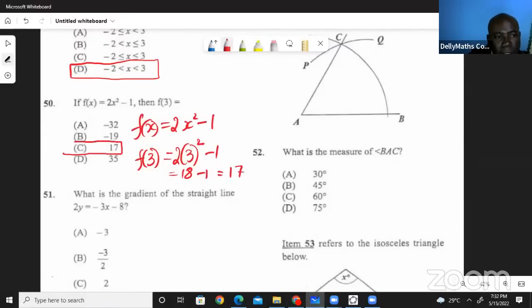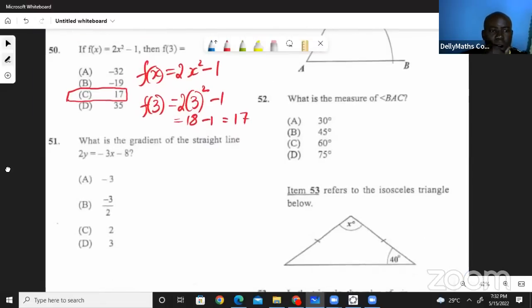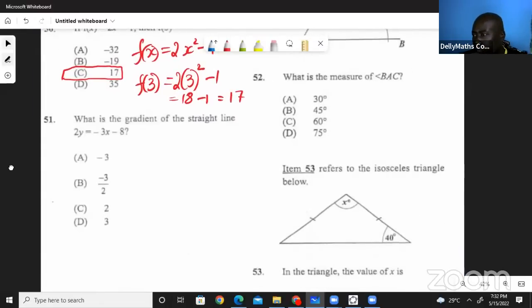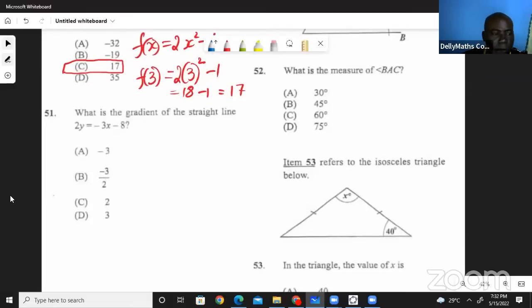So the answer is C. 17 is good, yeah? Very good. All right, let's push up some more. Let's go, 51. Let's go up some more.